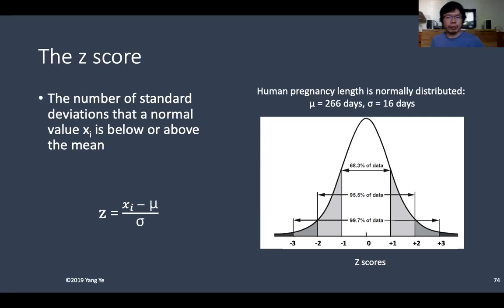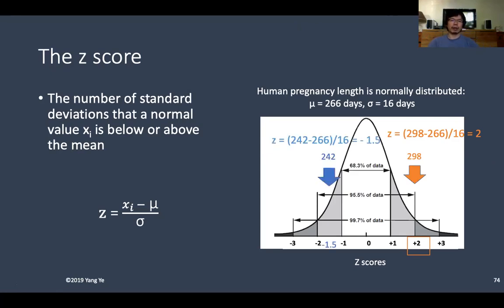For example, for the human pregnancy length data we mentioned earlier, we know that the population mean is 266 and the standard deviation is 60. Then we can turn any score into a Z score. For example, 298 can be turned into a Z score of 2. 242 can be turned into a Z score of minus 1.5, because it's below the mean, right?